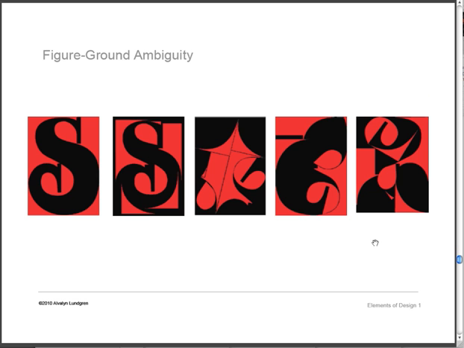We just saw this before, but we've added one more element to the team, and that is the first one on the left. Obviously, we have a black S on a red ground. And so the S is the figure, the red is the ground. Very easily understood. Number two, here, we still see the black S on a red ground, but now there's a framing concept going on because there's a black outline. But it's still a black S on a red ground. The red is still ground, the black is still figure.